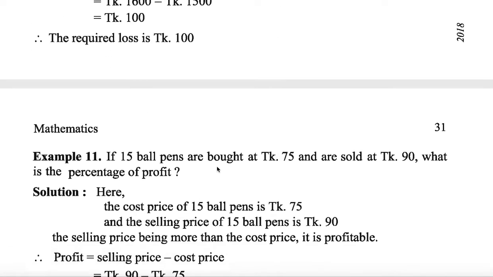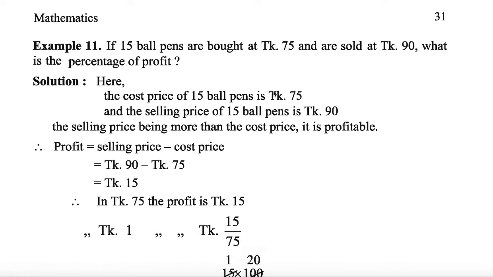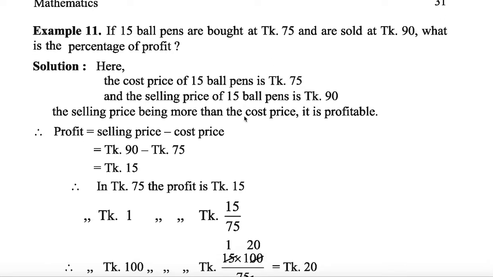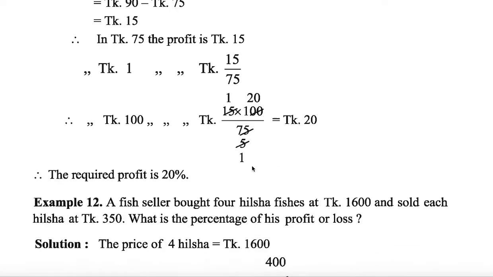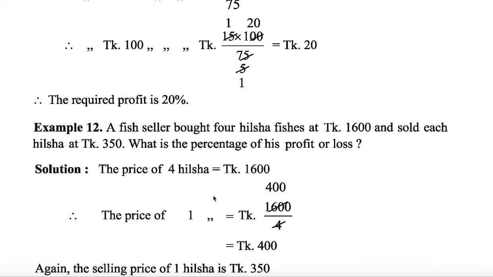Okay, if 15 ball pens are bought at 75 taka and sold at 90 taka, what is the percentage of profit? 90 minus 75, 15 is the profit. Percentage profit is 15 by cost price, 15 by 75 into 100. Okay, this is how it is. 15 3s are 15, 5 is 5, 20, so 20% is the profit.